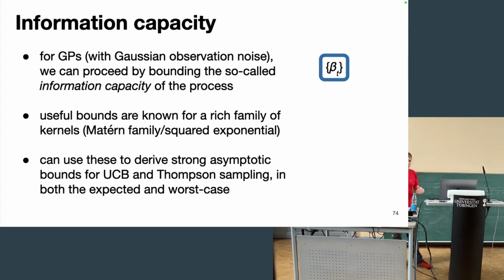And it turns out that for Gaussian processes, you can bound the cumulative regret in terms of something called the information capacity of the process, which is the maximal information gain for some sequence of noisy observations. And useful bounds for this information capacity are known for very useful kernels, in particular the Matern family and the squared exponential kernel. And then you can use those bounds to derive strong asymptotic bounds for the performance of the UCB algorithm and Thompson sampling, in both the expected case and the worst case.